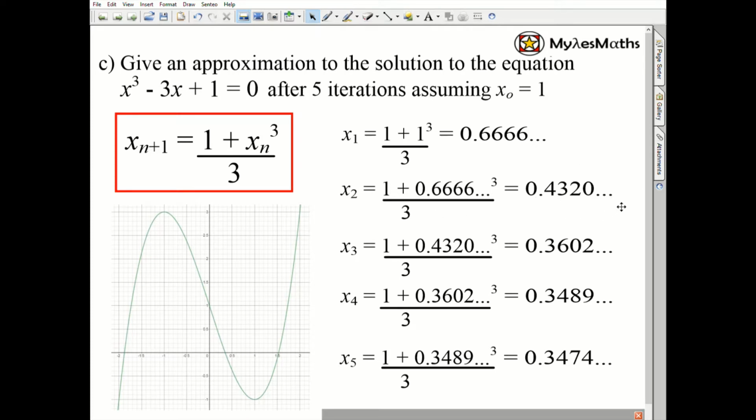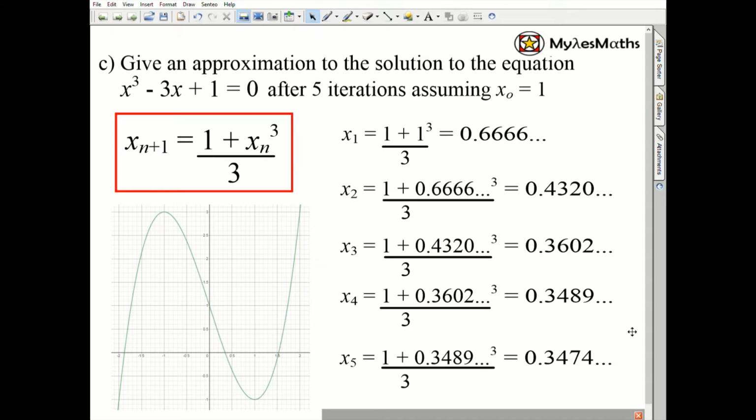This gives me 0.4320. That gets substituted in to give me my third iteration. So 1 plus 0.4320 cubed divided by 3. That spits out my next iteration, and so on. And after 5 iterations, I find I've got 0.3474.